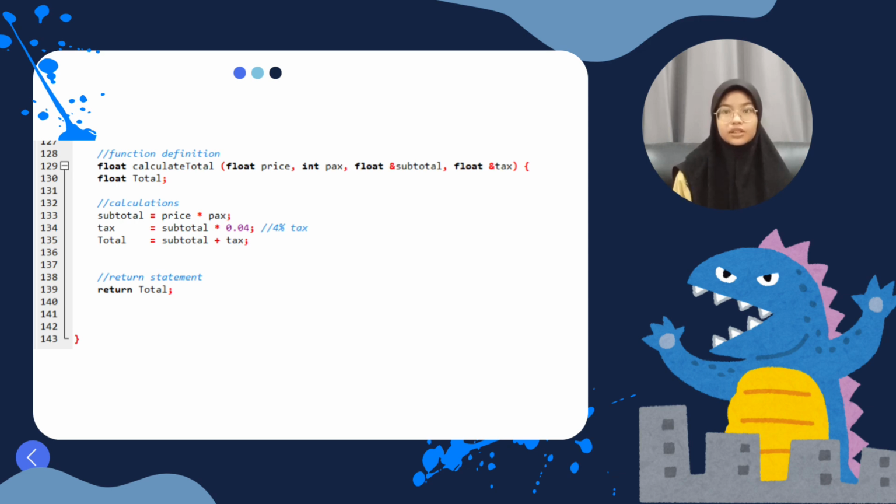I declare a local variable called total, which will store the final result after adding the tax to the subtotal. This part does all the calculation. First, it calculates the subtotal by multiplying the price with the number of packs. Then, it calculates the tax, which is 4% of the subtotal. Finally, the total is the sum of the subtotal and the tax. The function returns the total amount so that it can be used in other parts of the program.